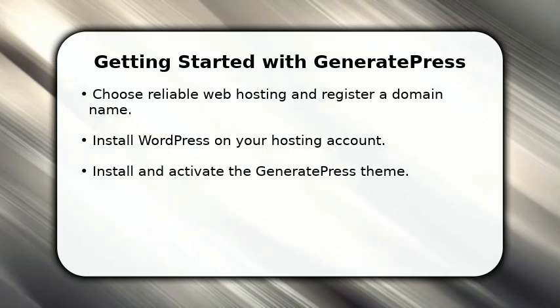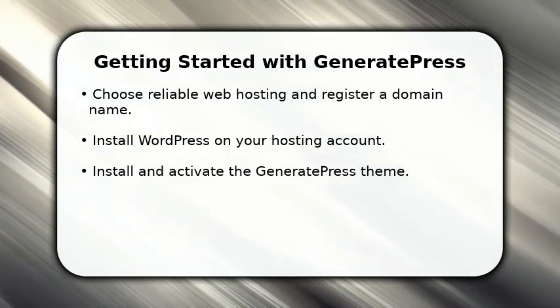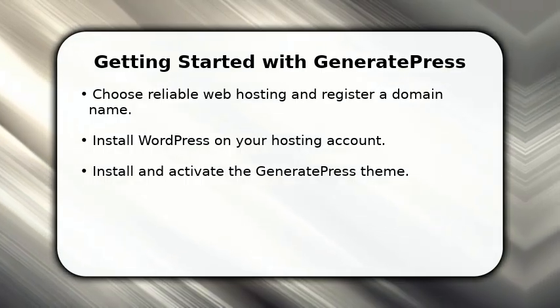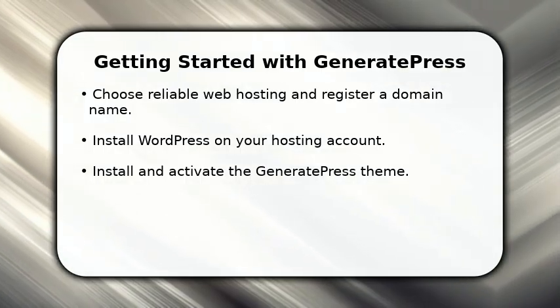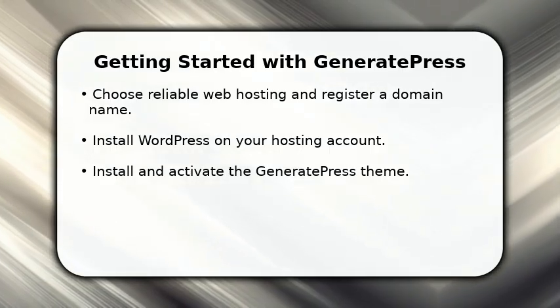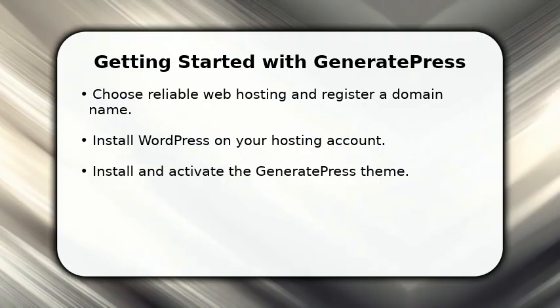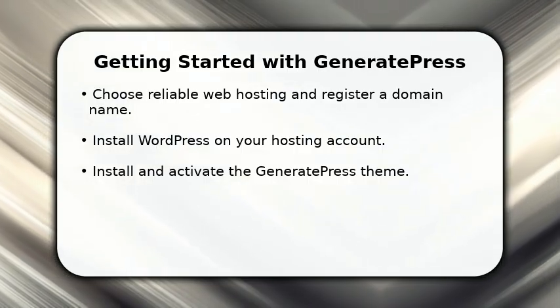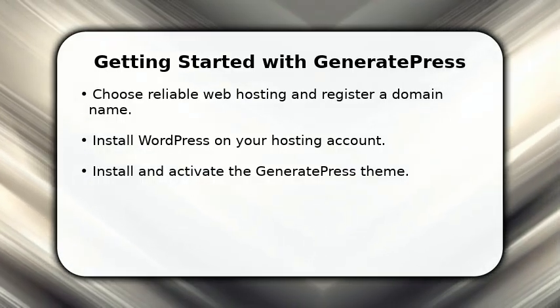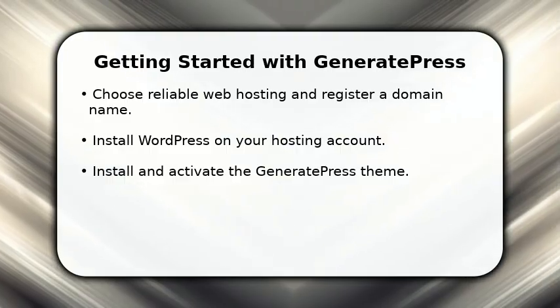Enjoy the video. In this video, I will explain how to create a website with GeneratePress. First, you'll need to secure good web hosting and a domain name. Once that's set, install WordPress on your hosting platform. Then, navigate to your WordPress dashboard, go to Appearance, Themes, and add GeneratePress. Activate it, and you're ready for the next steps in building your site.